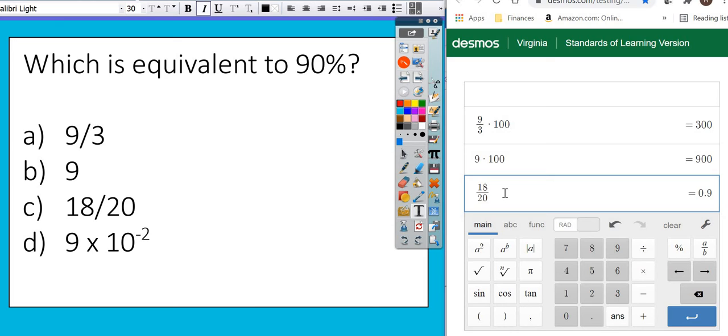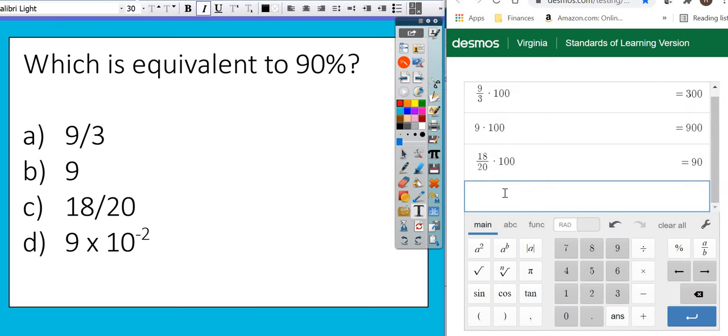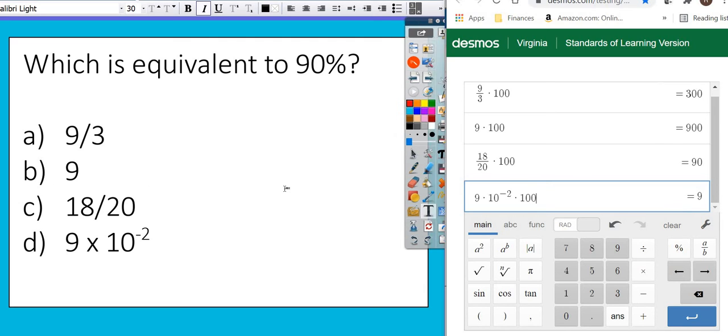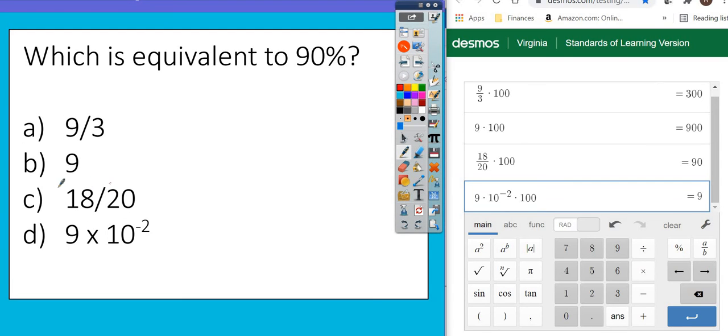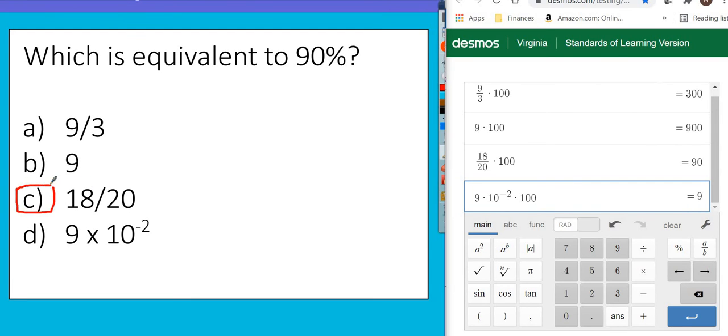Okay, so I'm going to multiply the third one by 100. I already did the first two. And then I'm going to do 9 times 10 raised to the -2 power. And then I also have to multiply that by 100 because I'm going to make them all percentages. The first one is 300%. The second one is 900%. The third one is 90%. And the fourth one is 9%. So that means that C is our answer because C equals 90%.